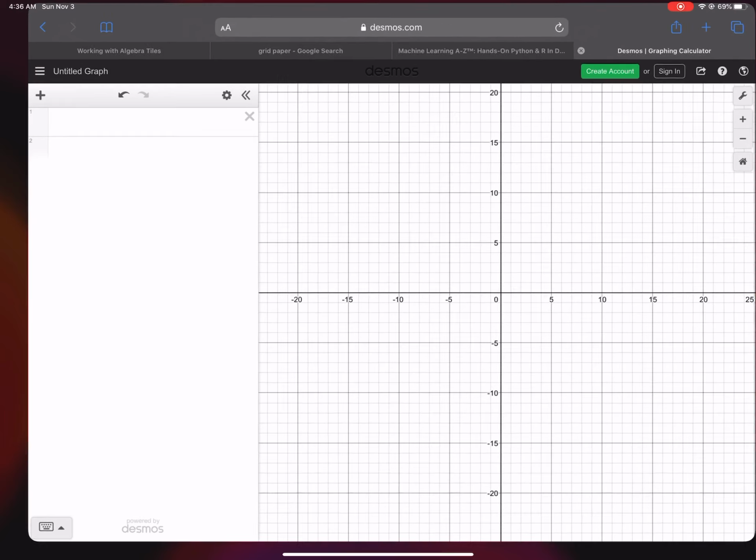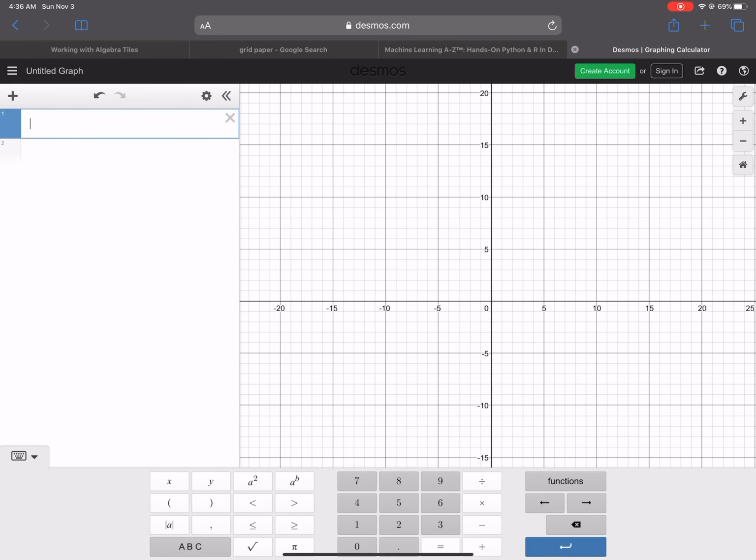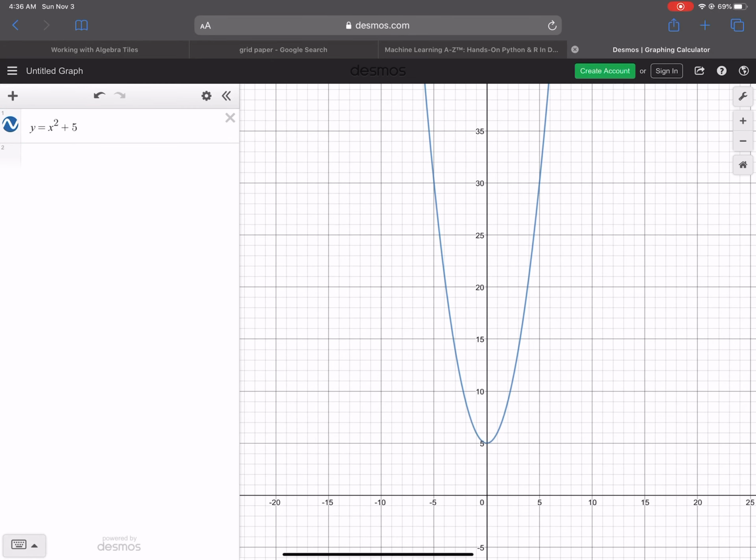If we go to Desmos, let's go to Desmos. Where's Desmos? Here we go. y equals x squared plus 5. Okay, we're going to be spending a lot of time learning about parabolas. So if we look at that, at x equals 0, y equals 5.